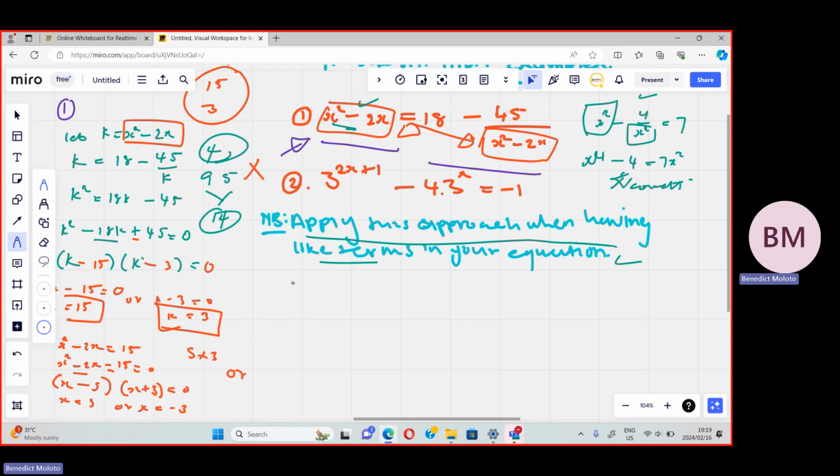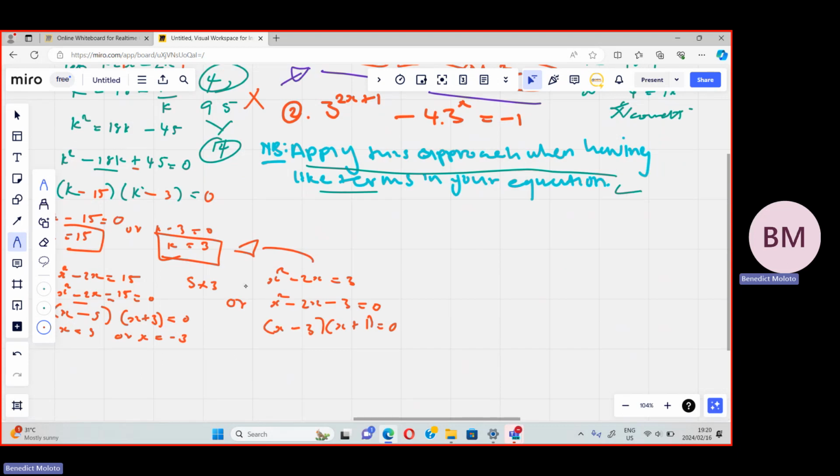Or x squared minus 2x equals 3. We're using this value for k. Then x squared minus 2x minus 3 equals 0. The factors that we have for this are x minus 3 and x plus 1, which equals 0. Then x equals 3, or x equals negative 1. As simple as that, then you got your answer.